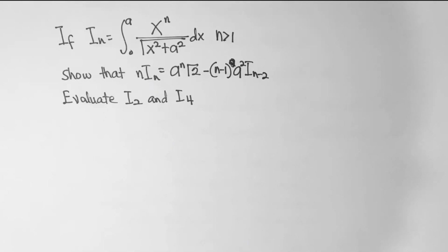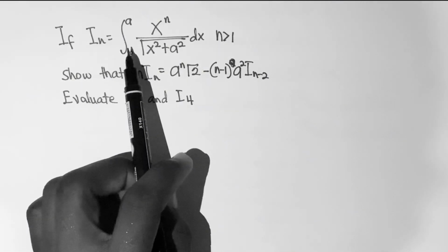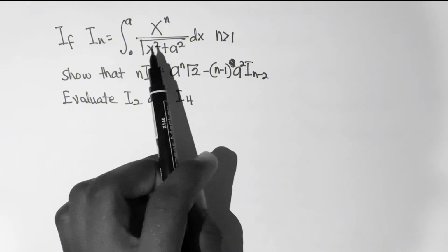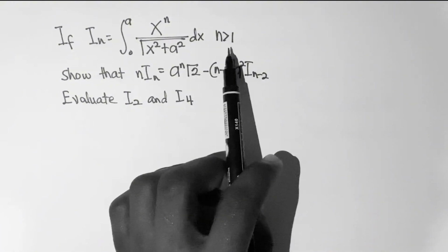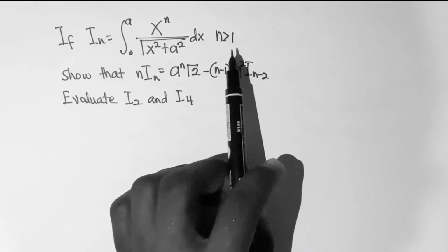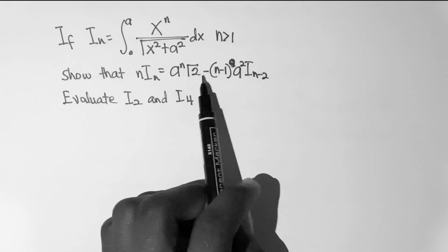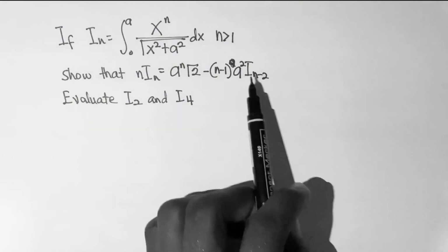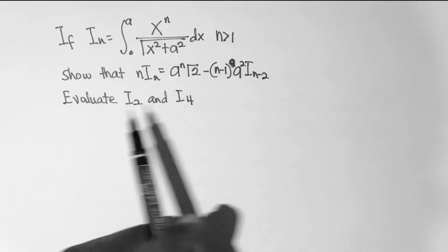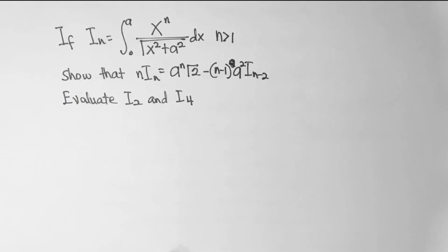So we have this other question here, which is if I of n is equal to integral of 0 to a of x exponent n divided by square root of x squared plus a squared dx, where n is greater than 1, show that n I of n equals a exponent n root 2 minus into bracket n minus 1 a squared I of n minus 1. And then the last part is evaluate I2 and then I4.